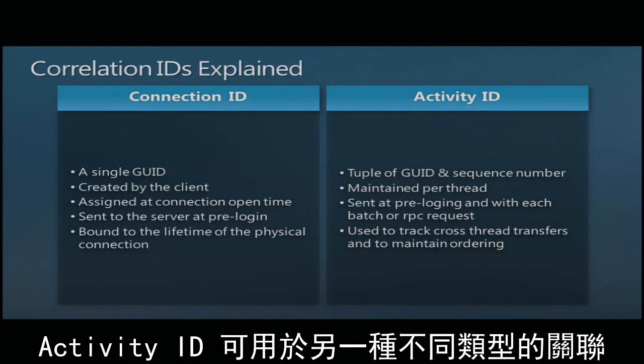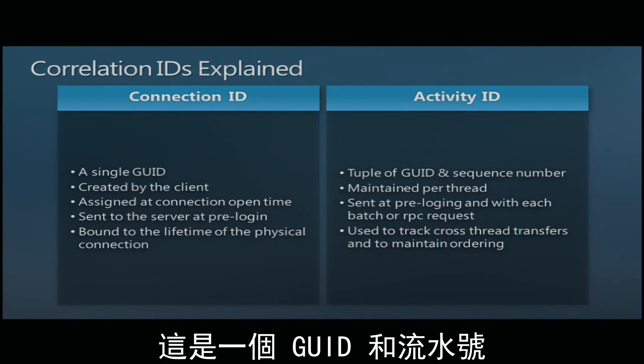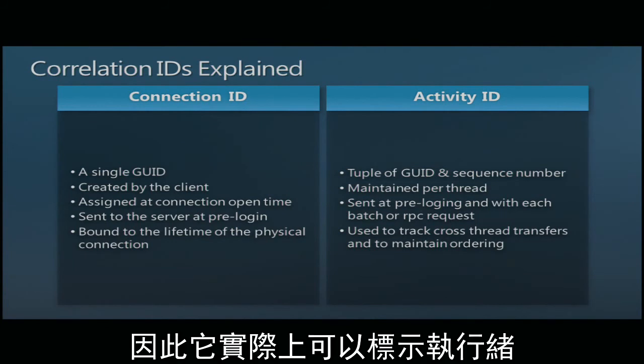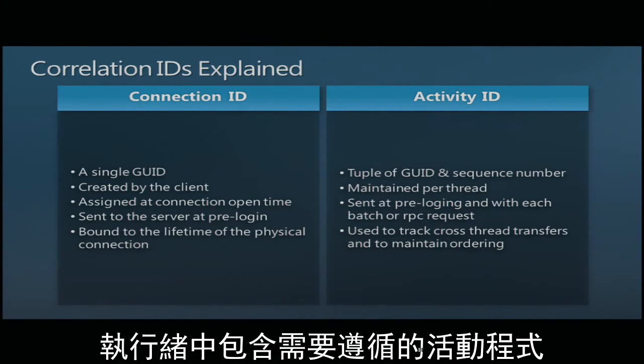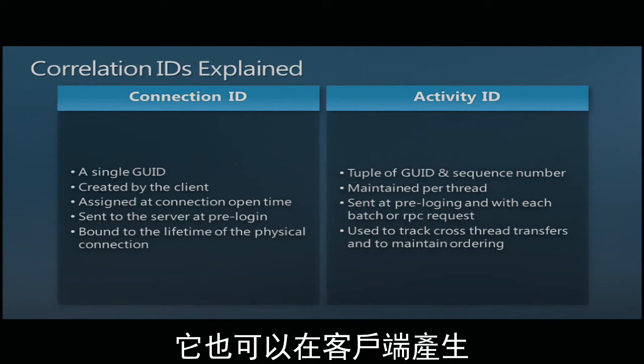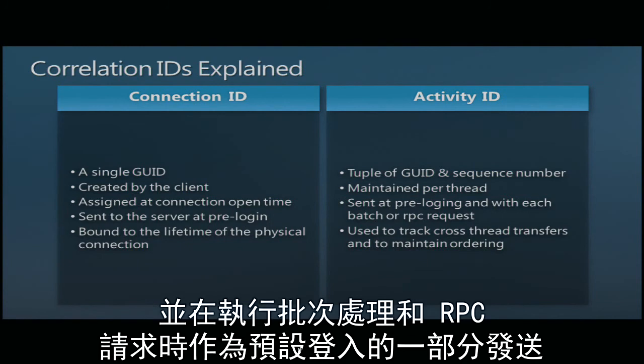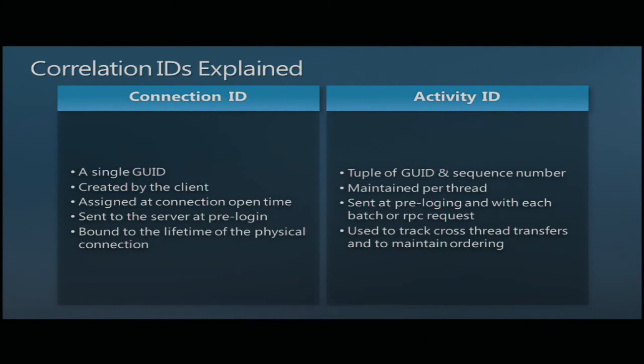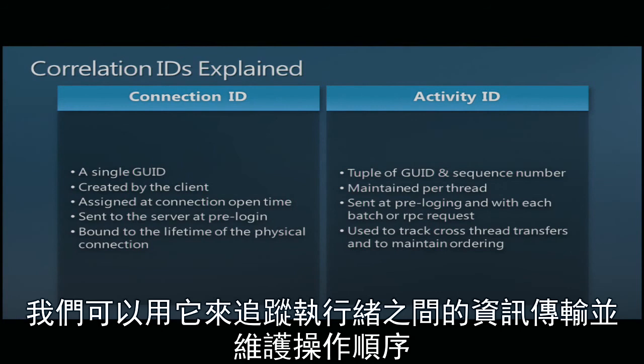Now, the activity ID can be used for a little bit different type of correlation. This is a tuple of a GUID and a sequence number, so it actually identifies a thread, and then within that thread, the sequence of activities that the thread takes. Again, this is something that can be generated on the client and sent as part of the pre-login package when we're doing batch and RPC requests. And we can use it to track the transfers between threads and maintain the ordering of the operations.